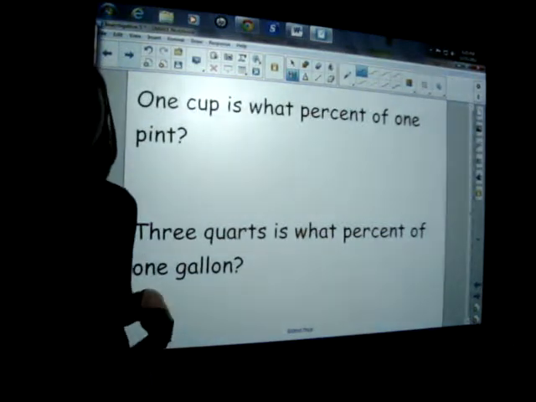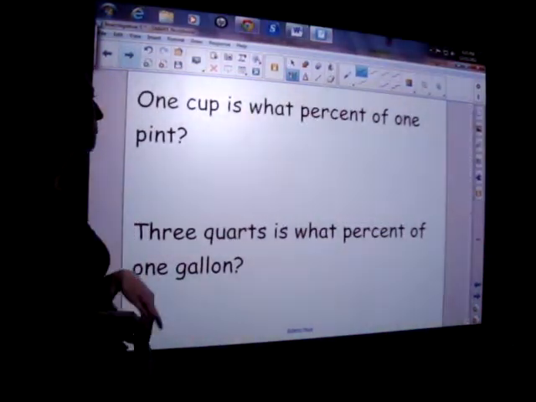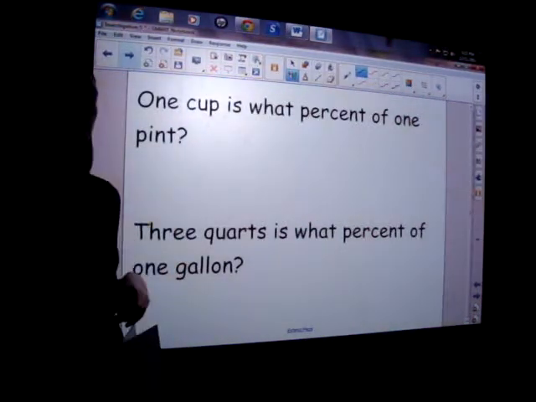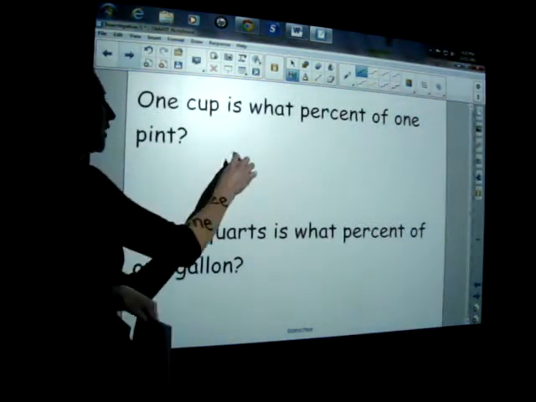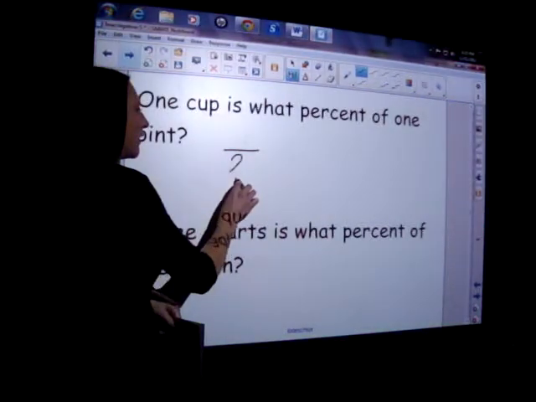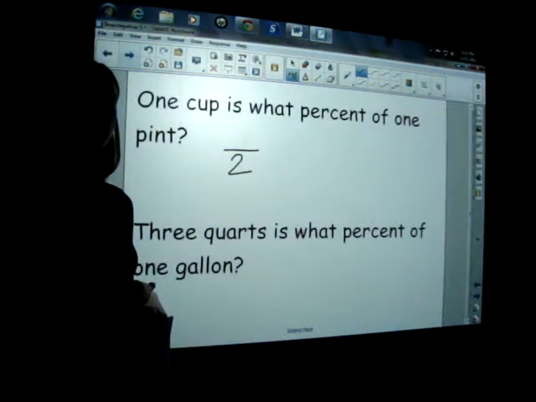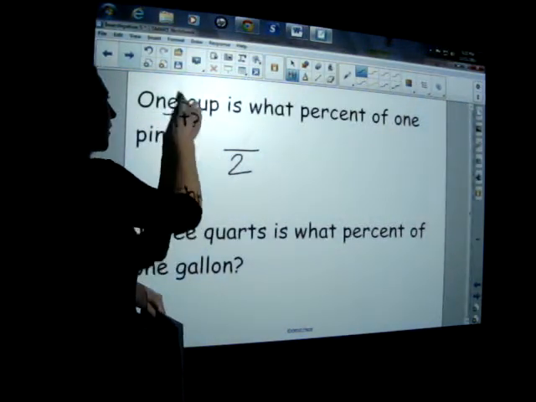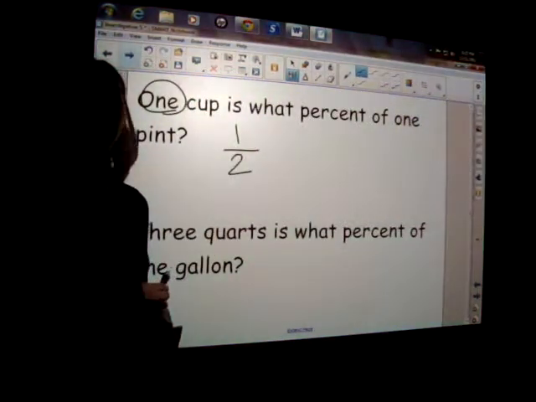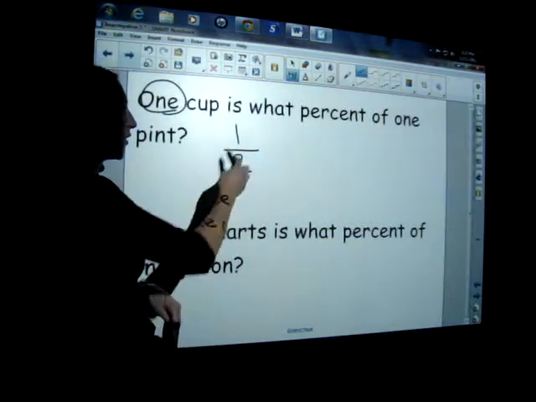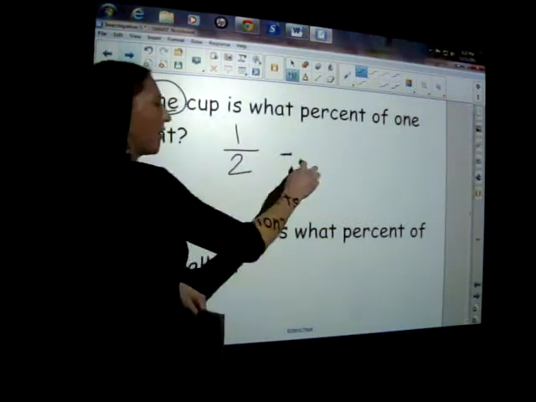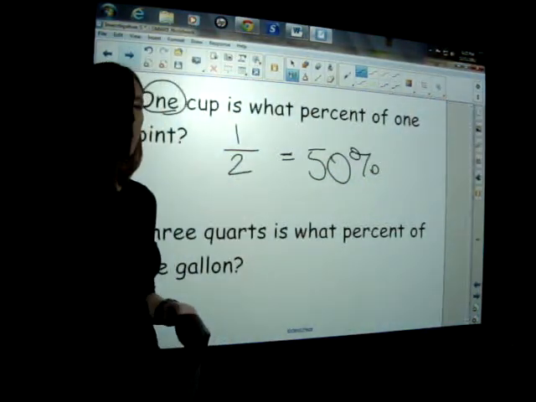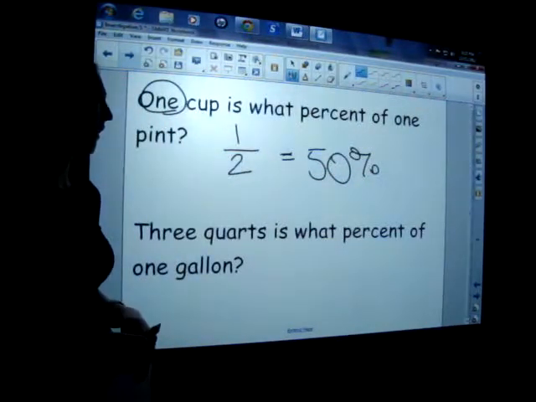Let's look in terms of measurements like we've done before. We're going to work with pints. 1 cup is what percent of 1 pint? So I have my fraction. I know there are 2 cups in a pint, so 2 is my denominator. But I'm only looking at 1 of those cups. So my fraction's 1/2. That translates to a percentage of 50%. Try the next one.